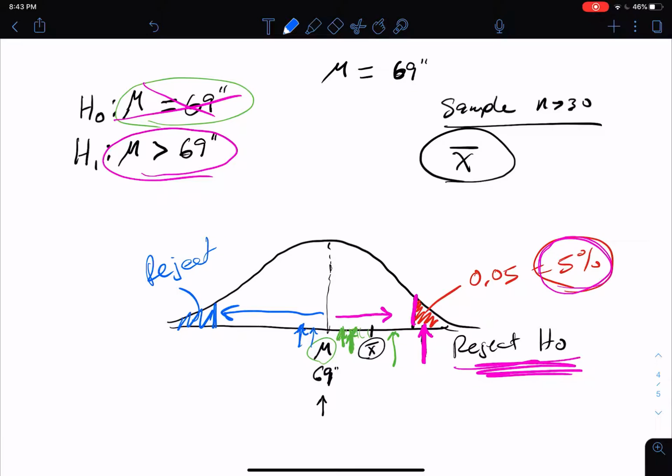But once again, if it's further away from the mean, it gets into this unusual region of our population, which means we start questioning it, and that means at some level, whatever we set it to be, we reject the null hypothesis. So that's what's going on.